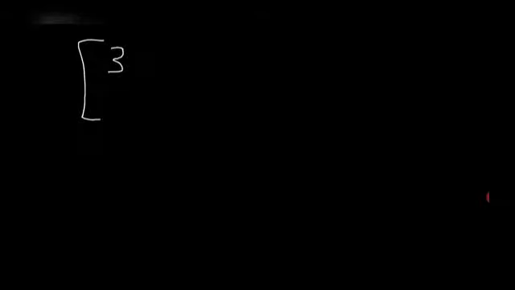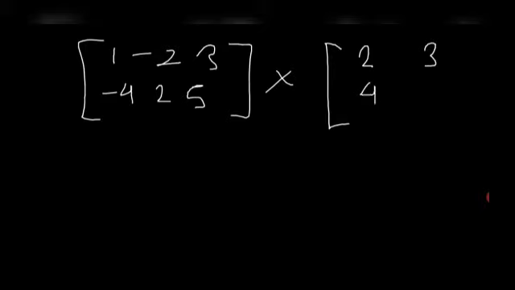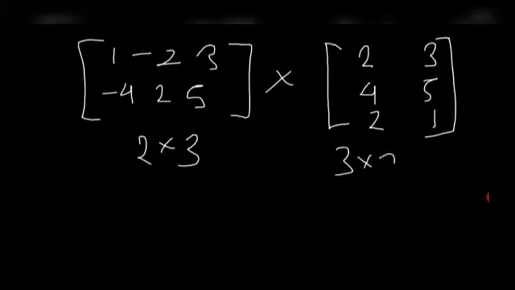So here, as you can see, A is given as 1 minus 2 3, minus 4 2 5, into, you have to find, 2 3 4 5 2 1. Understand this? This is nothing but a 2 cross 3 matrix, and this is nothing but a 3 cross 2 matrix. So the resultant will be nothing but a 2 cross 2 matrix.